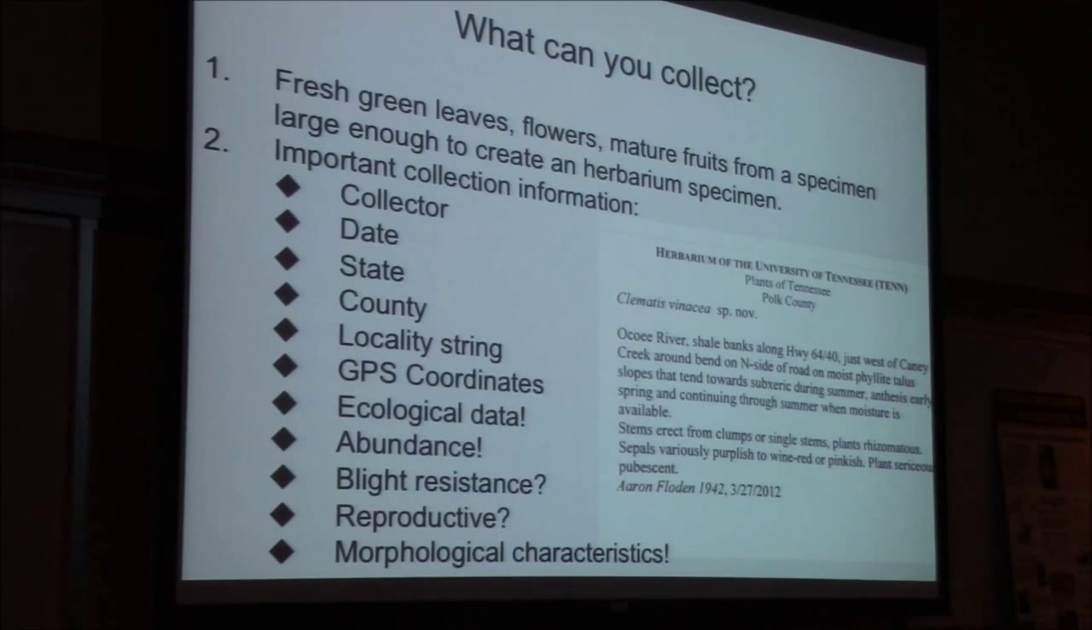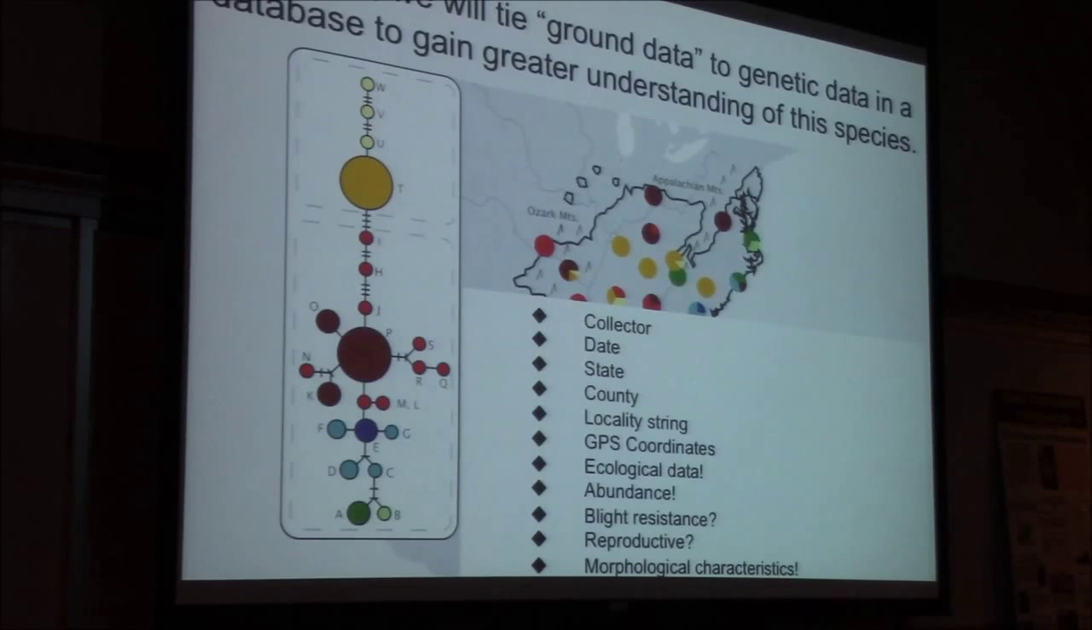Based on all of your incredible experiences with this stuff, what do you think is the natural blight resistance, if any, of the population? Was the population reproductive, right? Were there flowers present? Maybe not necessarily on this individual tree, but in the area. And we already talked a little bit about the morphological characteristics.